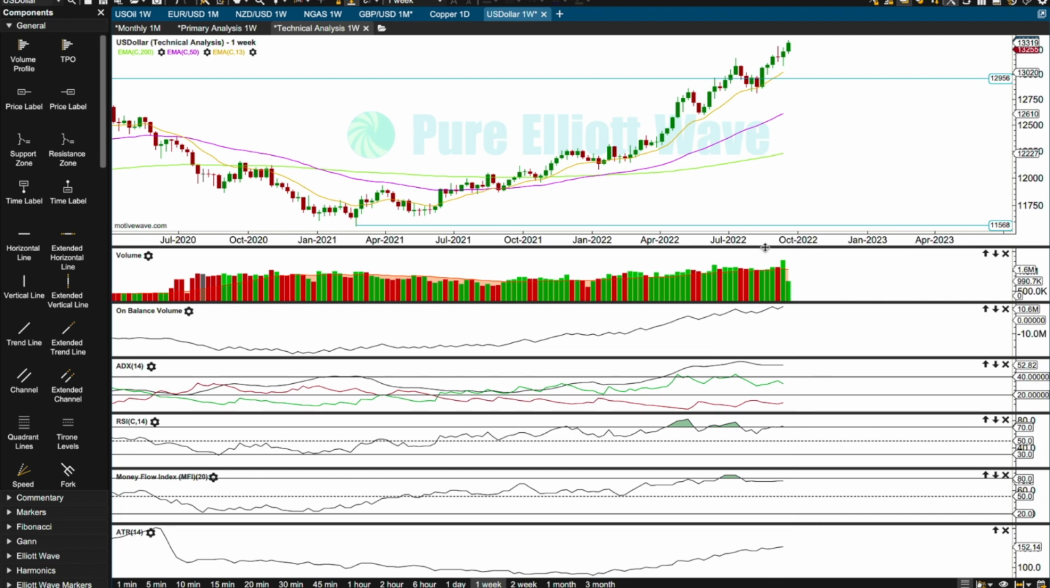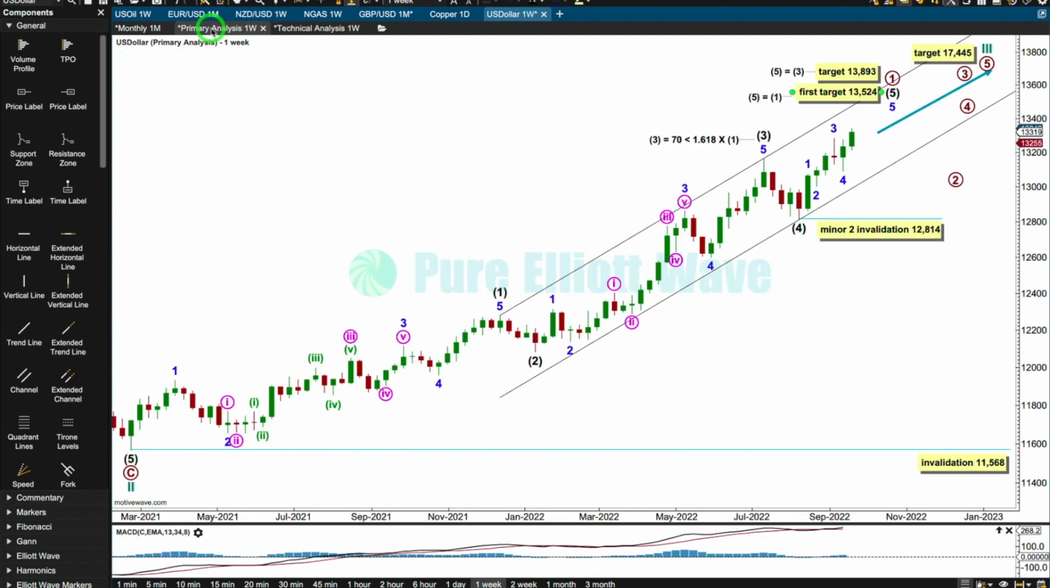Okay, that's my conclusion for US dollar index. I have a short-term target, I have invalidation points, and the Elliott wave analysis has reasonable support from classic technical analysis, so I'm pretty comfortable with that.